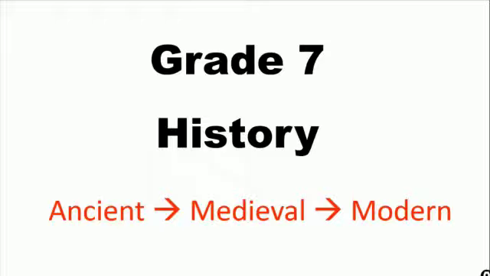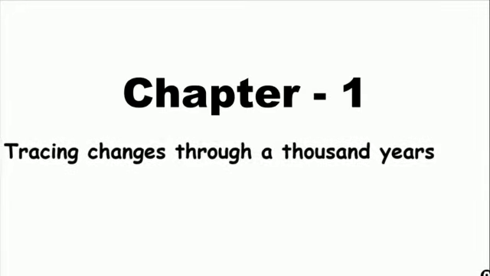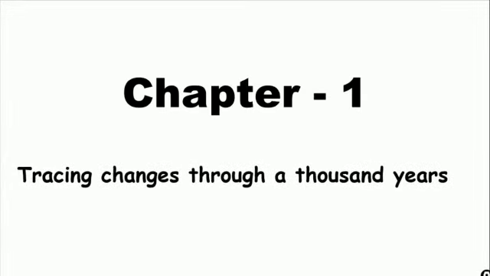Okay, let's begin. Chapter 1 topic is tracing changes through 1,000 years. Believe me guys, the topic is very interesting. You may be amazed. First we shall understand the heading. The topic is tracing changes through 1,000 years. Which 1,000 years is called the medieval period? It is tough for historians to frame, so they roughly calculated from 700 to 1750 as the medieval period.